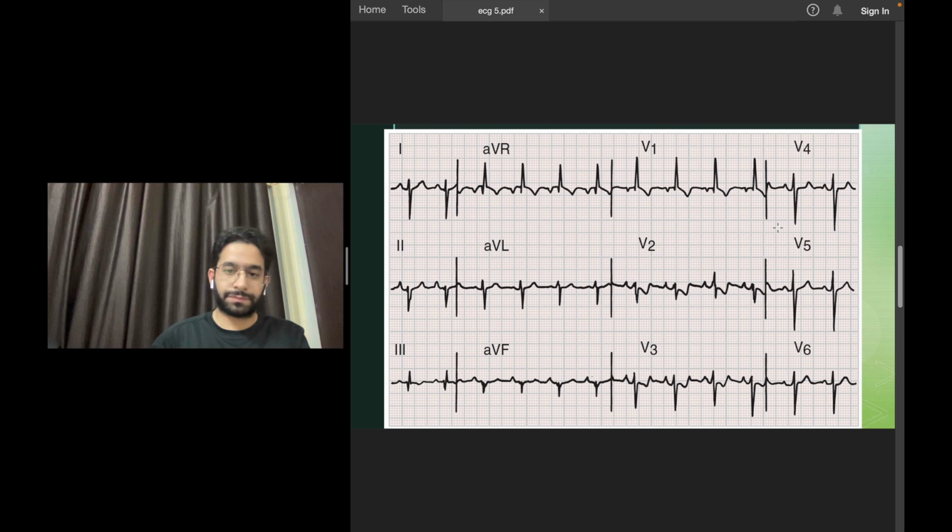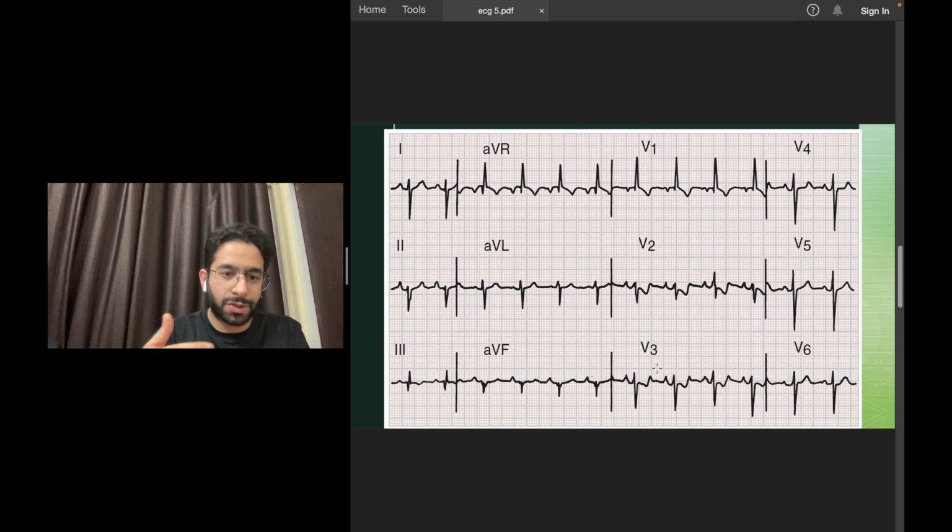So now, what about this ECG? Okay, so here, as you see, there's a predominant R in lead V1. There's a deep S in lead V6. So yes, this ECG has evidence of right ventricular hypertrophy, right? Okay. Now what else? You see these ST segment depressions and T wave inversions.